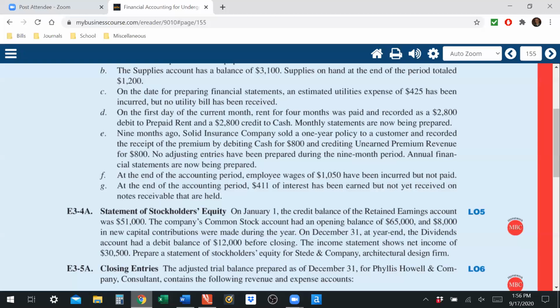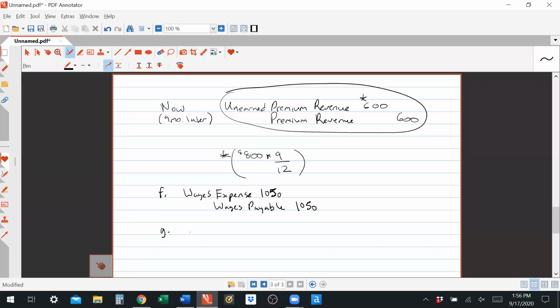So at the end of the accounting period, we have $411 of interest that is owed to us, but it hasn't been paid to us. We haven't received it yet. So we've earned $411 of interest revenue. And we have $411 of interest receivable that is owed to us. Debit interest receivable, credit interest revenue.